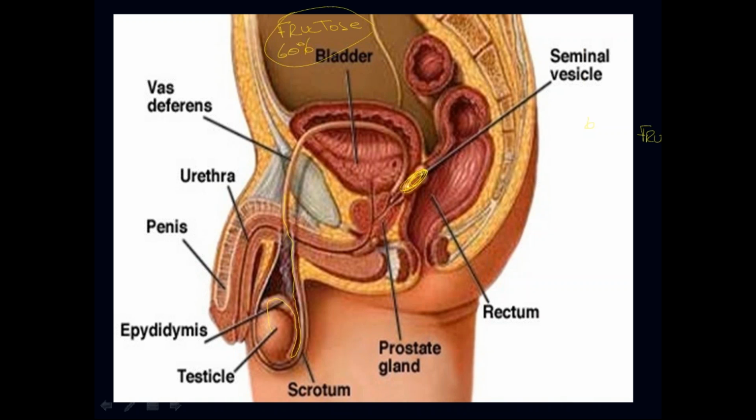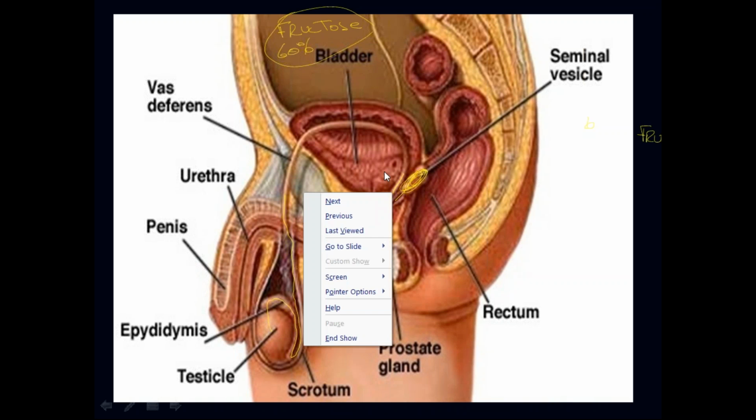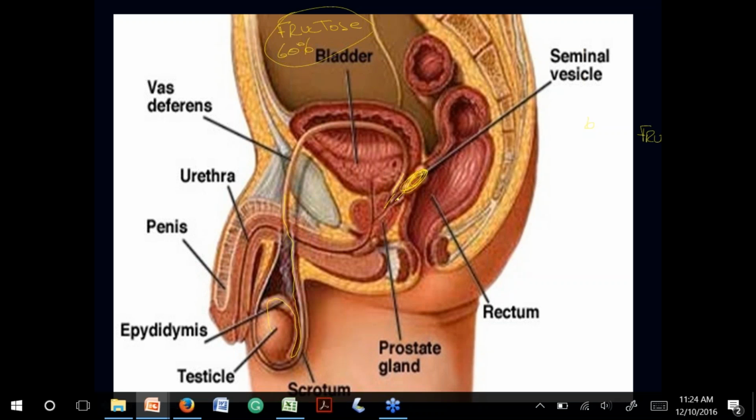This seminal vesicle fluid, if you see here, is coming this way and is going to join together with the vas deferens. So the vas deferens joins here, and the other seminal vesicle joins too. Can you see this portion? That is going to be the ejaculatory duct. This ejaculatory duct joins the urethra. This is the urethra. This is called the prostatic urethra, and this is the penile urethra.